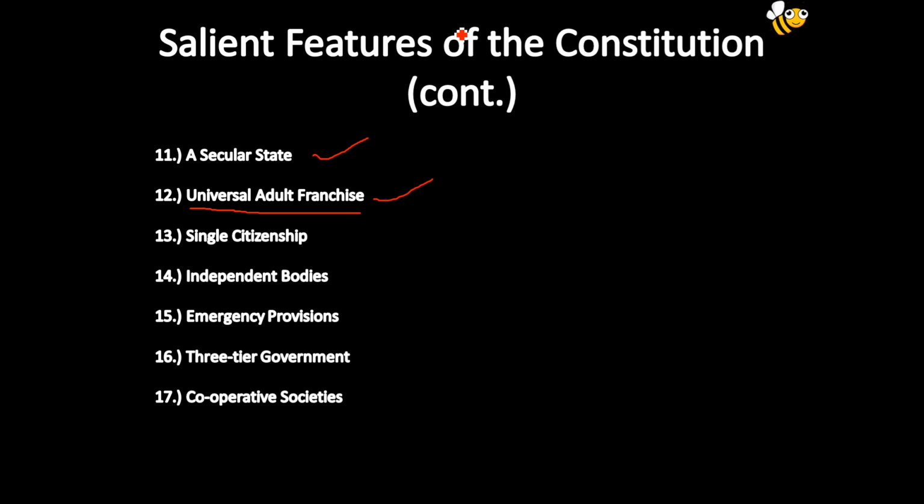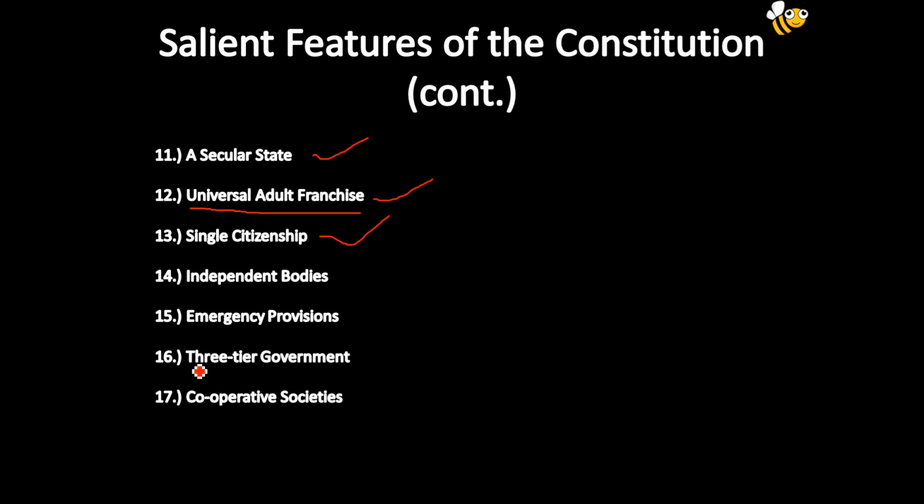Okay, so the next point is the single citizenship. Our country has opted for single citizenship, rather than, in America, we have seen that it has a dual form of citizenship, meaning that each person is not only a citizen of the USA, but also a citizen of the particular state to which he belongs. But in India, irrespective of the state in which that person is born or resides, he or she enjoys the same political and civil rights of citizenship all over the country, and no discrimination has been made between them regarding which state he or she belongs to. So this is also a unique feature.